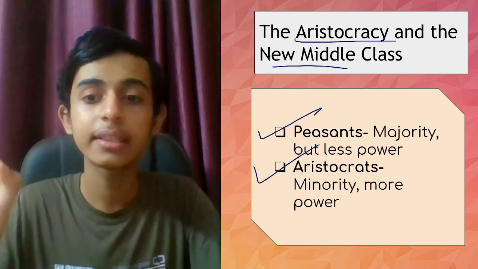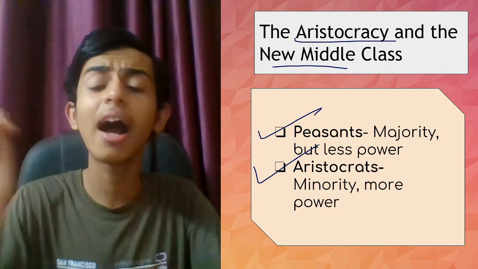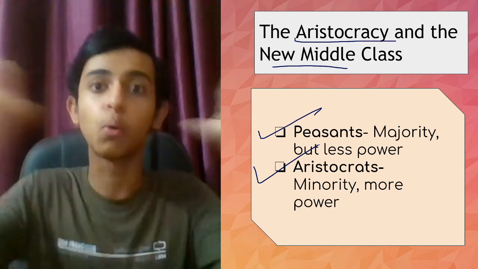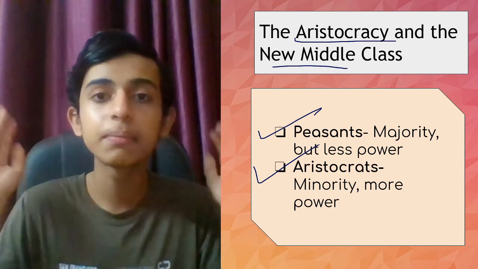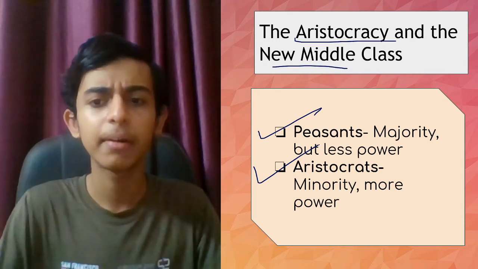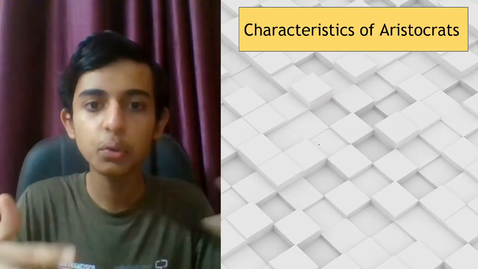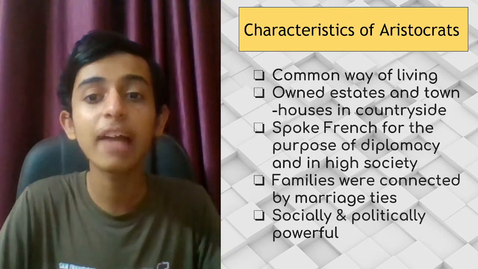And aristocrats means the people of a high social class. They were in minority, less in number but more power. Peasants, more in number, less power. Aristocrats, less in number, more power. Now let's try to understand some of the characteristics of aristocrats.